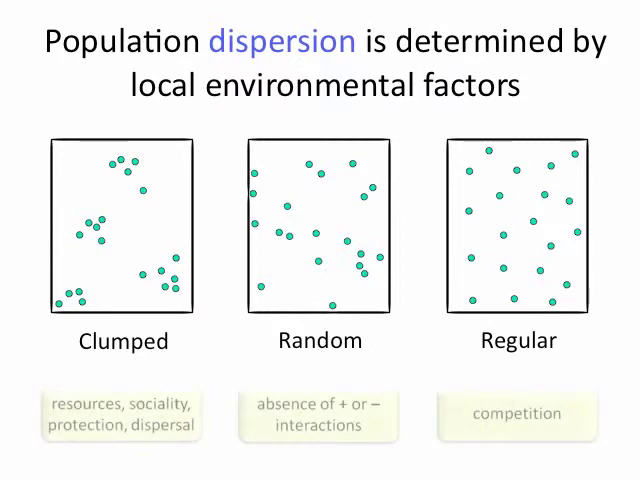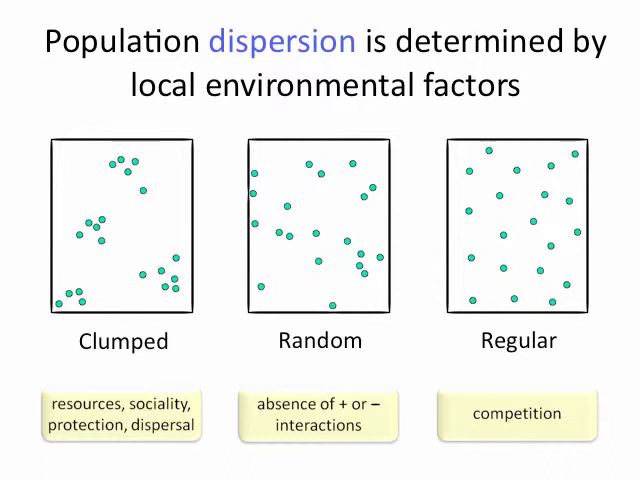Now, there are various environmental factors that will give rise to these. In the situation where there's an absence of positive or negative interactions between species, that's when you're likely to have a random dispersion pattern. That's the panel in the center.